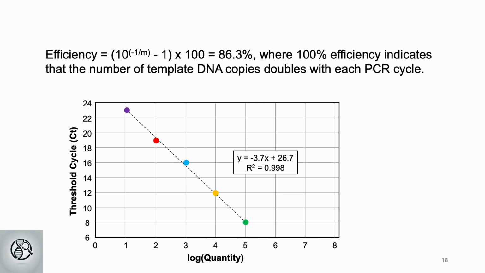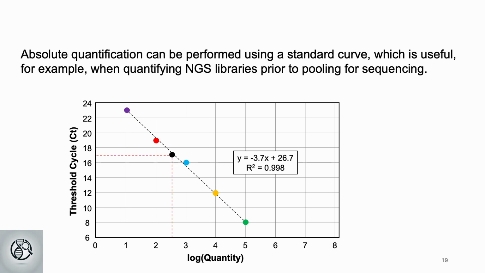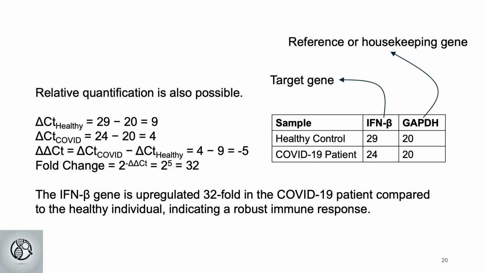From this relationship, we can calculate PCR efficiency, where 100% efficiency indicates that the number of template DNA copies doubles with each PCR cycle. From this point on, absolute quantification can be performed using a standard curve, which is useful, for example, when quantifying NGS libraries prior to pooling for sequencing. Relative quantification is also possible if you're primarily interested in comparing CT values.